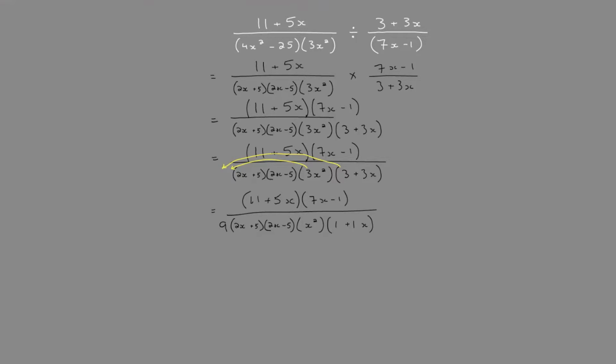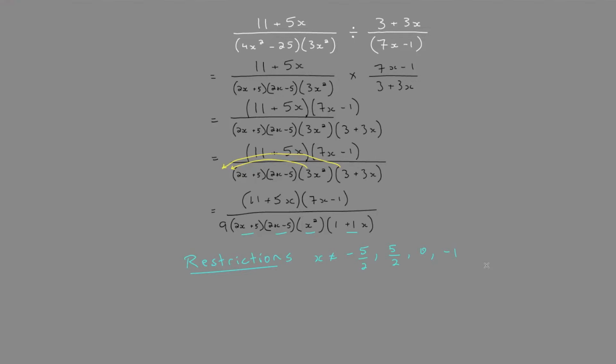Okay, so let's state the restrictions now. So we'll have 4 different restrictions. So the first one, we have x can't equal negative 5 over 2. Next one, x can't equal positive 5 over 2. Then x can't equal 0, and x can't equal negative 1.